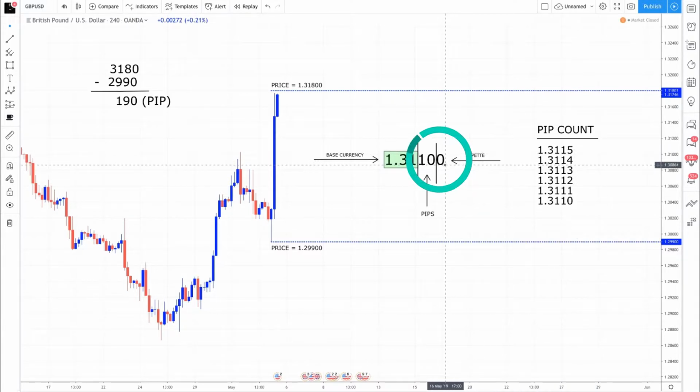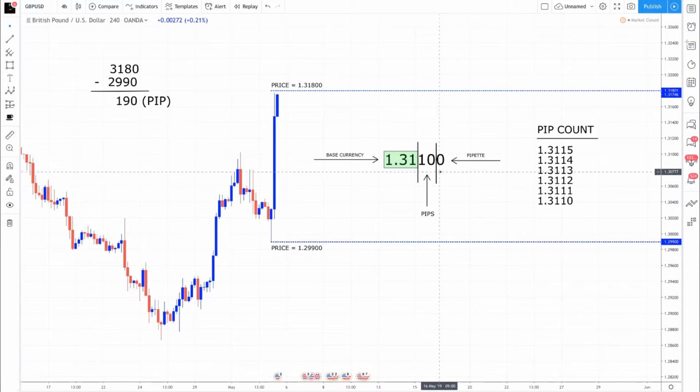Now, there is a 5th decimal in the majority of currencies, which is known as the pipette. The pipette is the fraction of the pip. Since the pipette doesn't play such a significant role, many traders don't even acknowledge it, and they simply look at price in terms of the base currency and the pip.